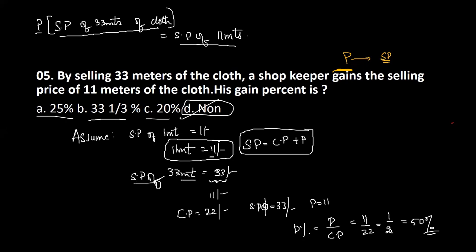The selling price of 33 meters is 33 rupees, according to our assumption. So the profit on this 33 rupees is equal to 11 rupees. Why 11 rupees?